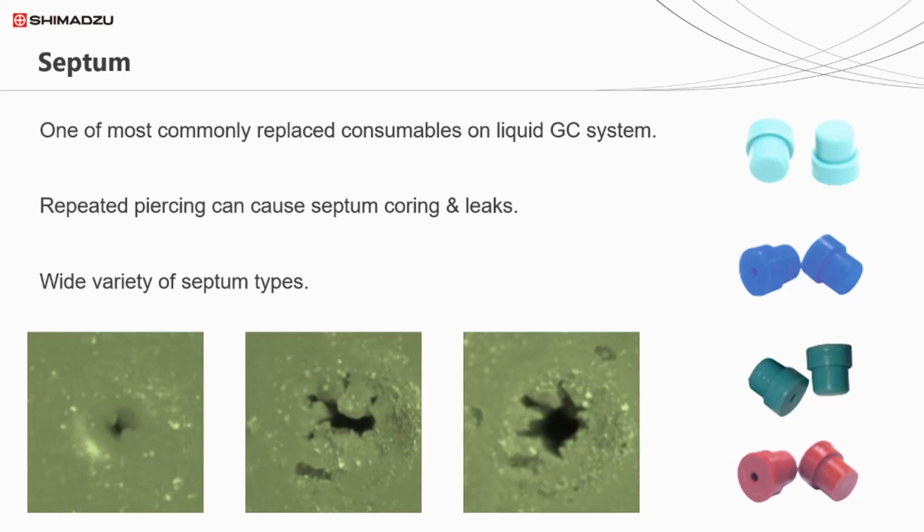There are a range of septum types available. Firstly, you must select one which is designed for your GC's inlet. Septum shapes and sizes vary significantly from vendor to vendor. Most vendors also offer a range of septa with various properties, such as low bleed, long lifetime, or high temperature.